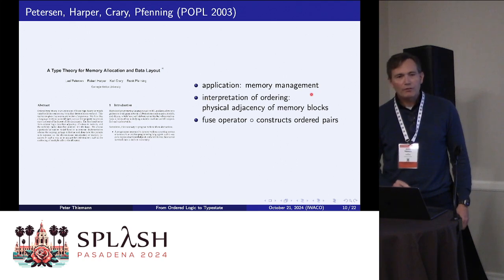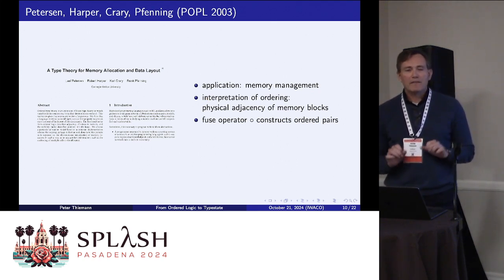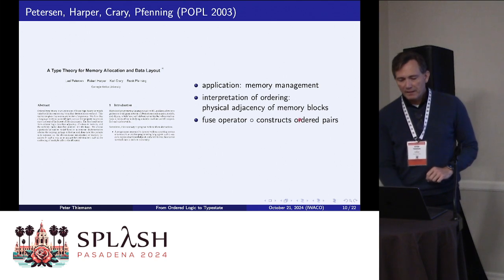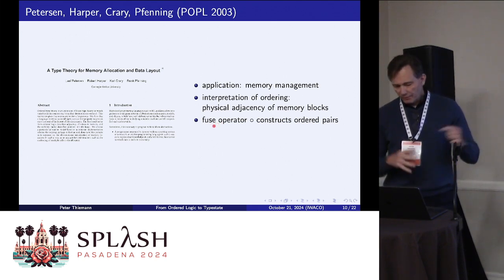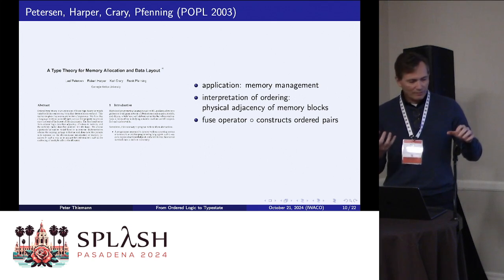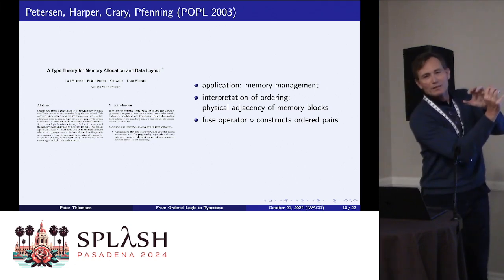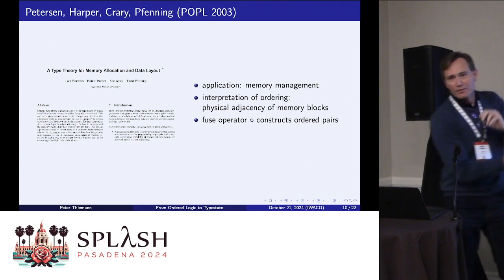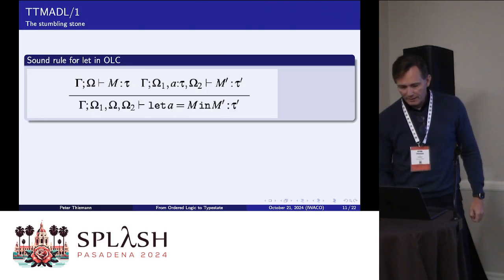Their interpretation of ordering is physical adjacency of memory blocks. And they actually want to reason about the size of those memory blocks. They have a product, they call it the fuse operator, and it's the left to right product. Because if you do a stack allocation, it's rare to first talk about the stuff on top of the stack and then put something below and then put some stuff further below. Therefore, they only look at one of those products here.